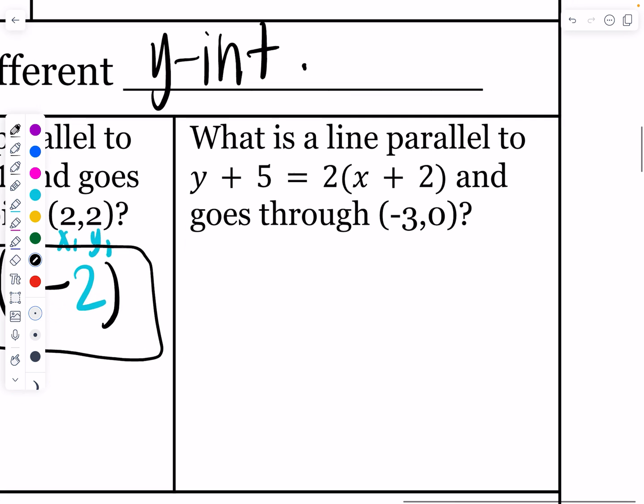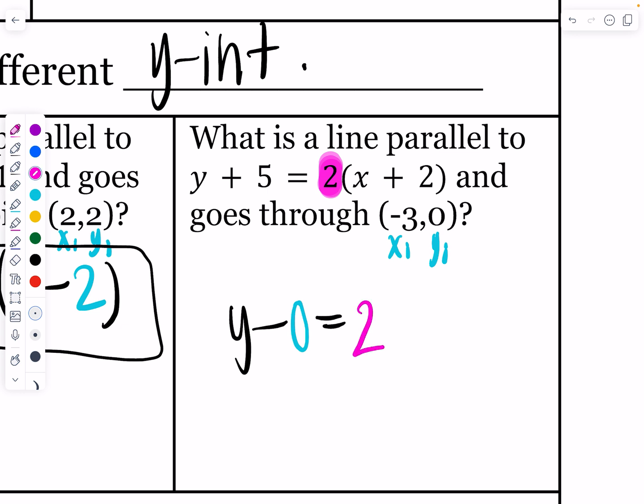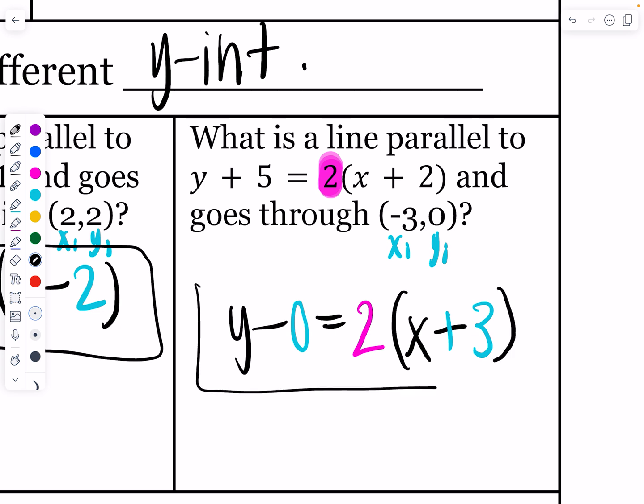All right, what is the equation parallel to this line? Well, this line is already in the form of slope-intercept. So there's my slope, and then here's my x1, y1 I want it to go through. And so we're going to say y minus, what's my y1? It's going to be 0. Equals m, which is going to be the same slope, 2. It's got to be parallel and go through this point, x minus a negative 3 turns into a positive 3. And so that is the equation of a line that is parallel to the given line, and it goes through a different point.